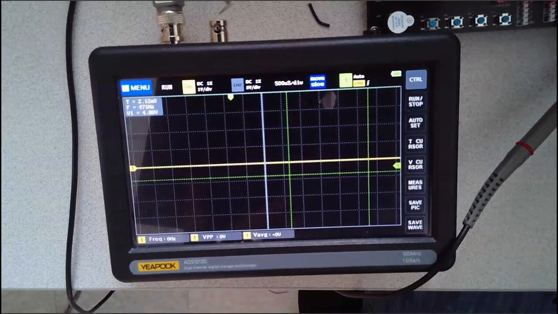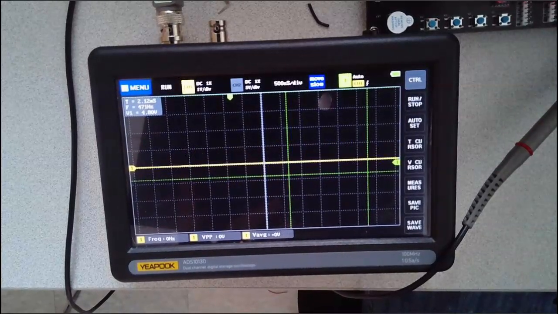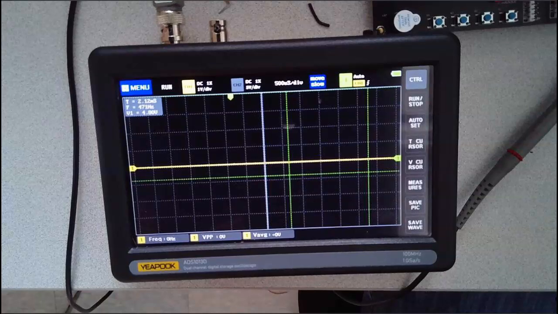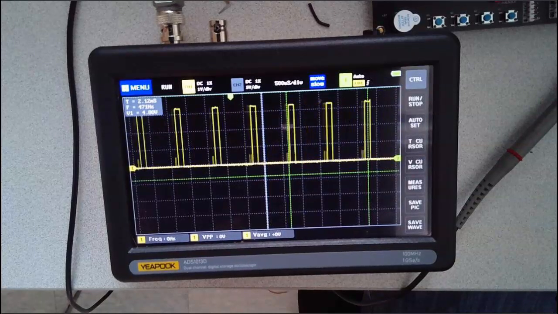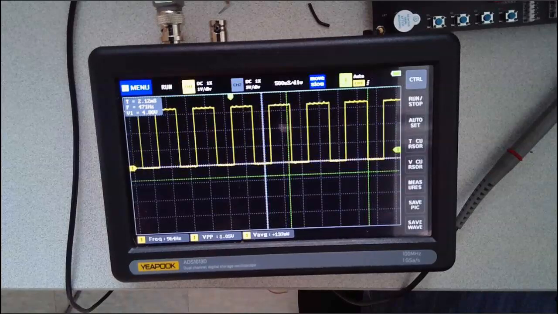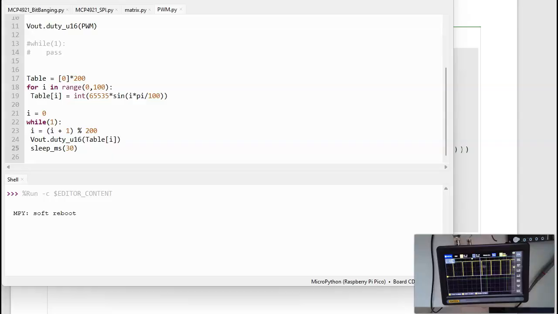Okay, so let's see what that looks like. This is a bad ground. You fix my ground there. This is what the PWM signal looks like. It's your half-rectified sine wave, pulse width going from 0% to 100%. Here I slowed it down, so you can see the pulse width going 0 to 100. That supposedly is a half-rectified sine wave.